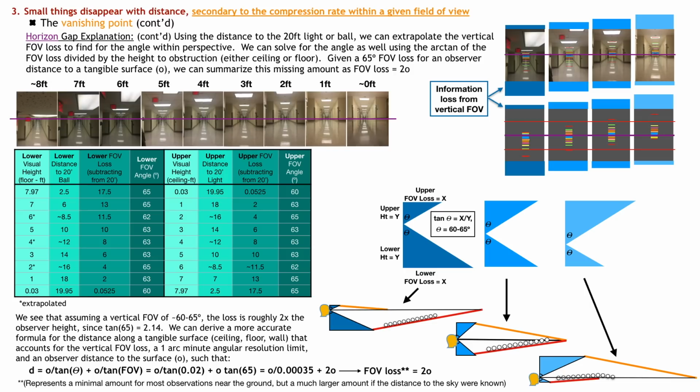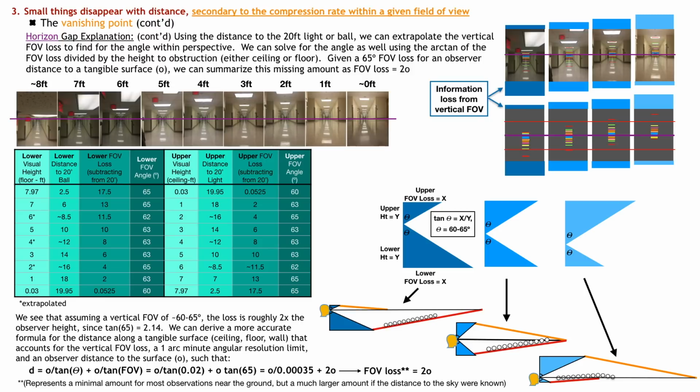So using a distance of 20 feet to the light or to the ball, we can extrapolate the vertical field of view loss to find the angle within perspective. So this is how I found this 65-degree angle. We can solve for the angle as well using the arctan of the field of view loss divided by the height to the obstruction, either the ceiling or the floor.